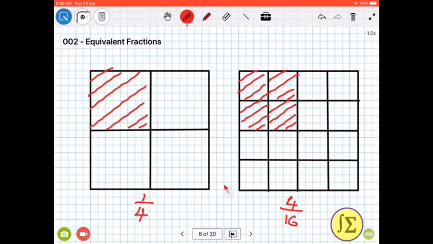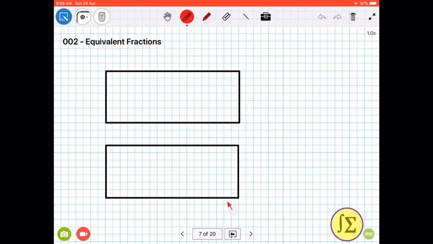But if you look at both the squares, the area shaded is the same, right? If you compare both of them, the area shaded on the left square and the area shaded on the right square are the same, right? And that is why 1 over 4 is equal to 4 over 16. Okay, let's take another example.